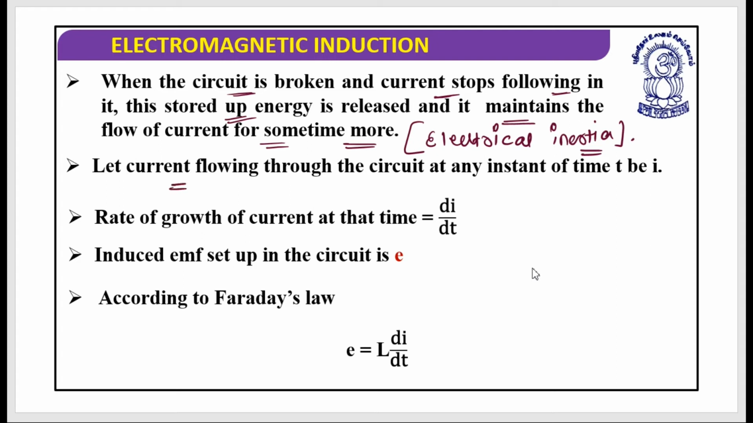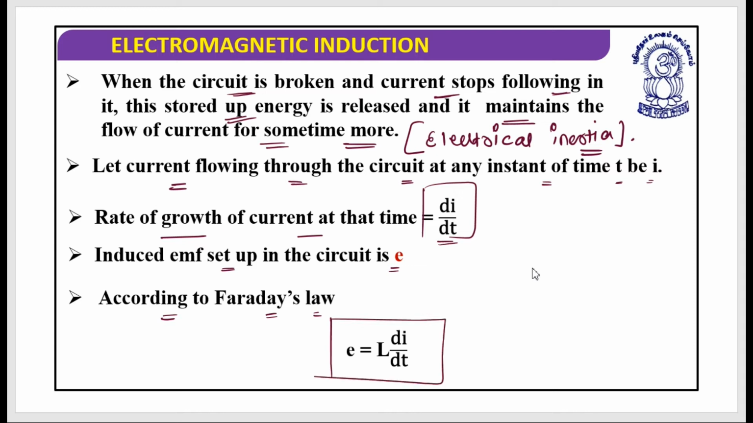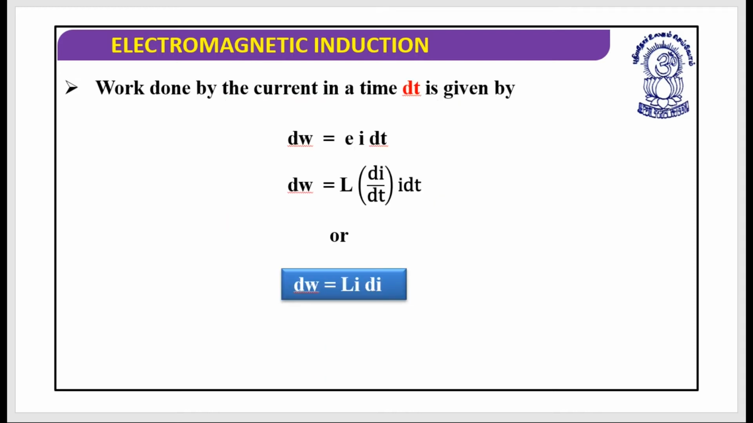So let's suppose that the current flowing through the circuit at any instant of time t is I, and the rate of growth of current at that time is di by dt, and the induced EMF set up in the circuit is E. So according to the law of Faraday, this E is equal to L di by dt. So we have an EMF.